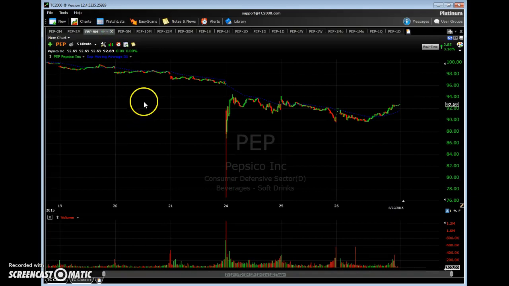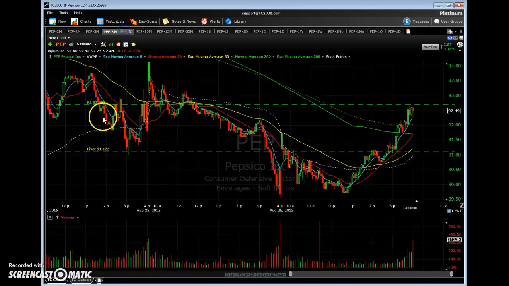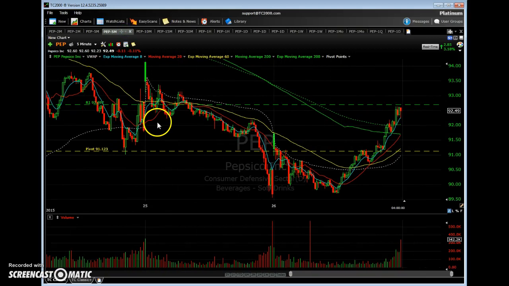Another chart that I keep up is a 5-minute chart with pre and post market on it, and on that chart I keep the 55 EMA. Next chart that I keep up is a 5-minute chart, and I keep VWAP, volume weighted average price, the 8 EMA, the 20 SMA, the 60 EMA, the 200 SMA, the 200 EMA, and I like to keep pivot points on my charts.